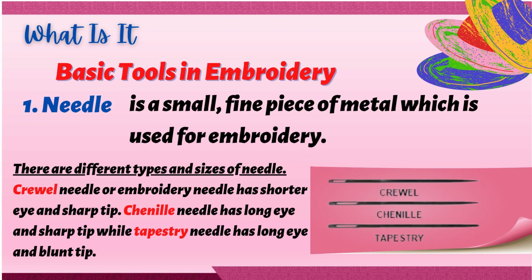What are the basic tools in embroidery? Number 1, needle. Needle is a small, fine piece of metal which is used for embroidery. There are different types and sizes of needle. Crewel needle or embroidery needle has a shorter eye and sharp tip. Chenille needle has a long eye and sharp tip, while tapestry needle has a long eye and blunt tip.